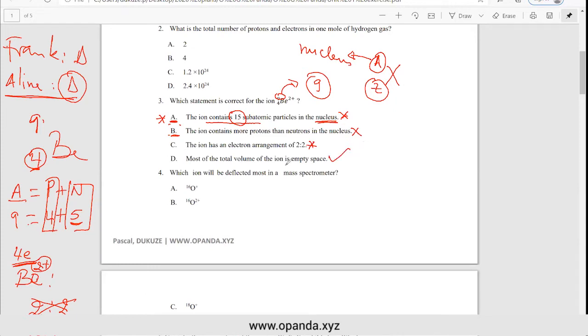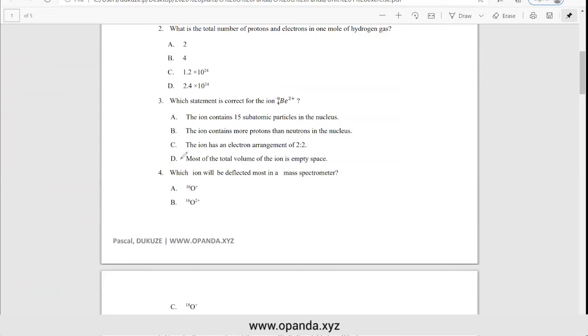Most of the total volume of the atom is empty space. We remember this from the atomic model of Ernest Rutherford from the gold foil experiment. So the right answer is D. Note it down, please, somewhere. And then we go to the next question.